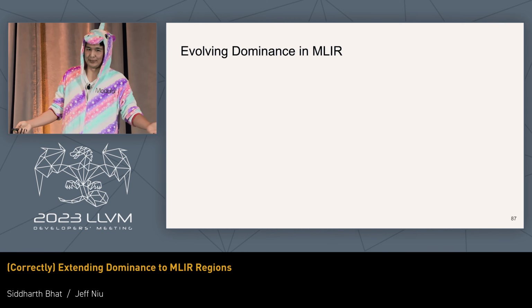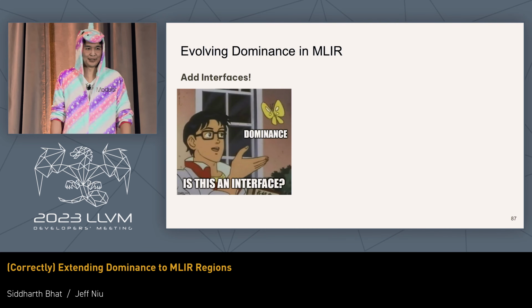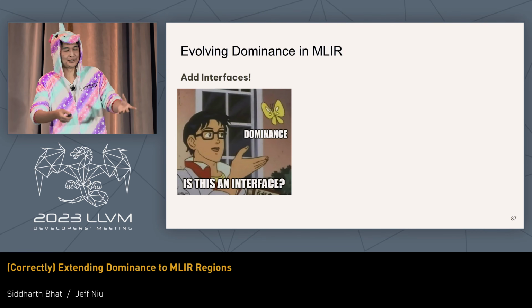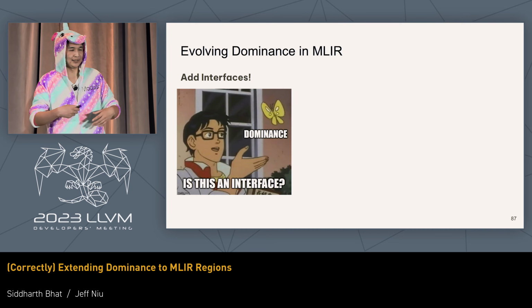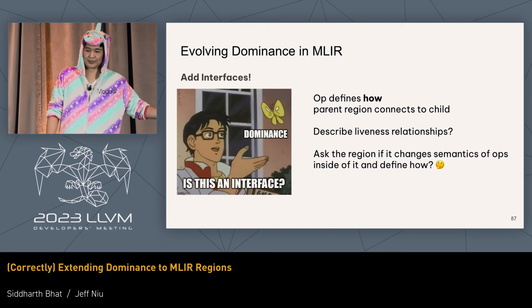So what do we do? Well, in MLIR, you define an interface, right? You allow operations to specify their semantics in some way that can be used in general.